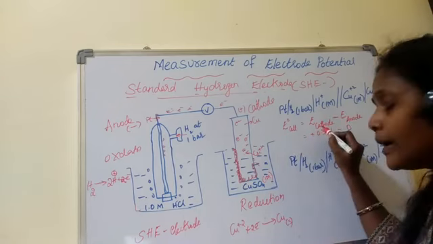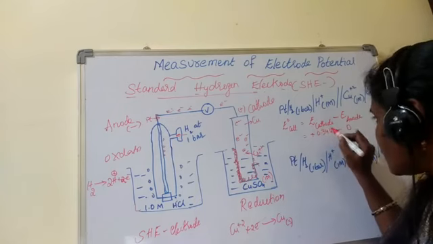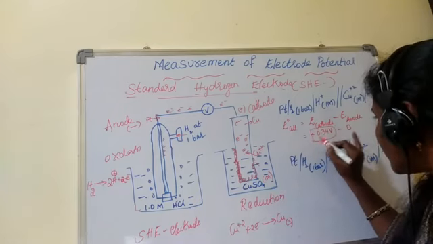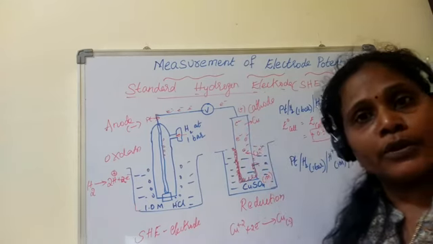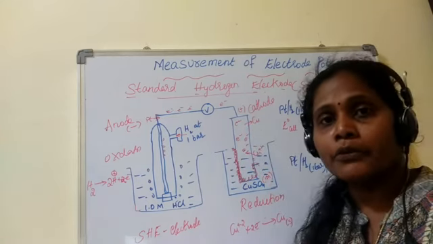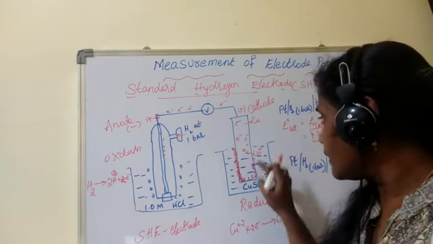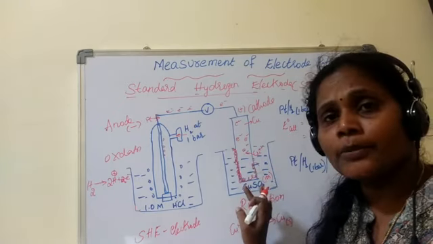So, E cell will become equal to E of the cathode. So this whole value generated will be given to the copper. That means my unknown electrode potential is 0.34 volt. This is undergoing cathode reduction, a positive value.